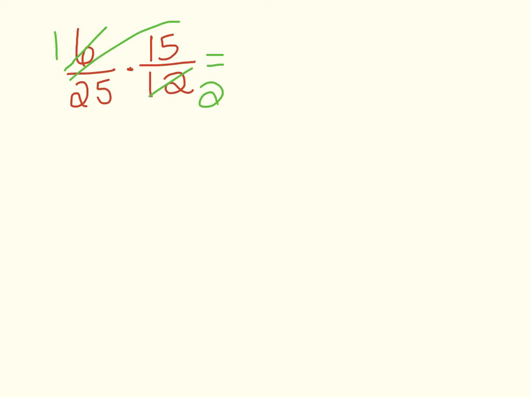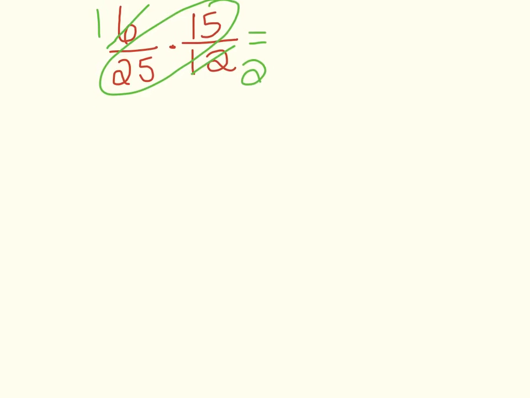But now I'm left with these two. The problem with those two values is that one is not a factor of the other. 15 can't go into 25, and 25 can't go into 15. But that doesn't mean I have to skip the step of simplifying. Instead, now all I have to do is think of, is there a number that divides 15 and 25? And that is 5.